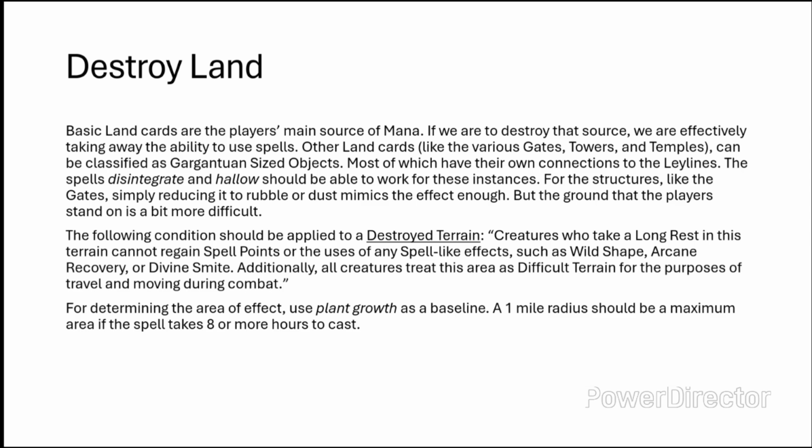What is the measurement for this destroyed terrain? Well, for this, I decided to use plant growth as a baseline. A 1 mile radius should be a maximum area if the spell takes 8 or more hours to cast. If it's a smaller casting time, then it'll probably be smaller, much like with plant growth. A 1 mile radius or 2 mile diameter seems to be fitting for a land card.